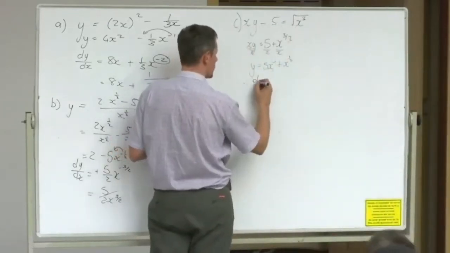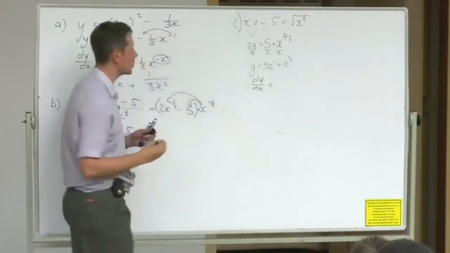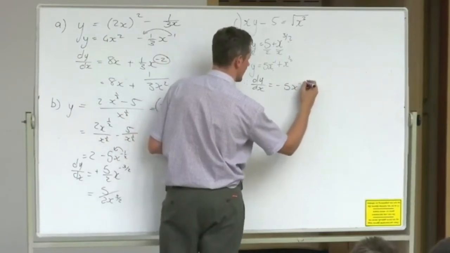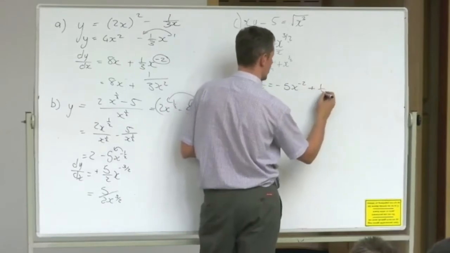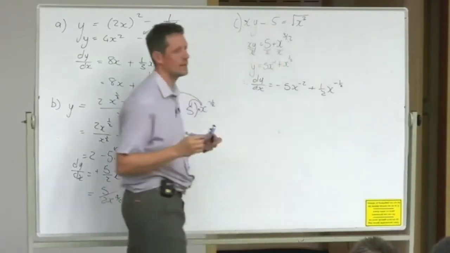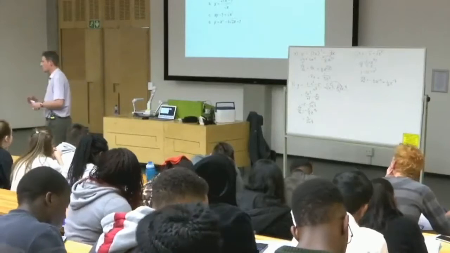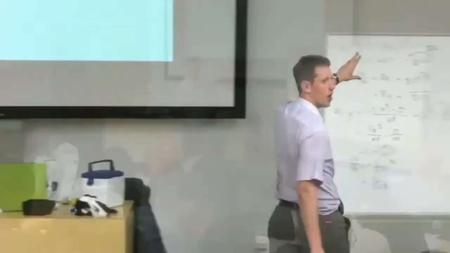So therefore, dy over dx is going to be equal to negative 5x to the negative 2 plus a half x to the negative a half. Okay, I'm going to be that teacher now. Busihle was writing an exam, and that was their attempt at determining the tangent to this specific graph.